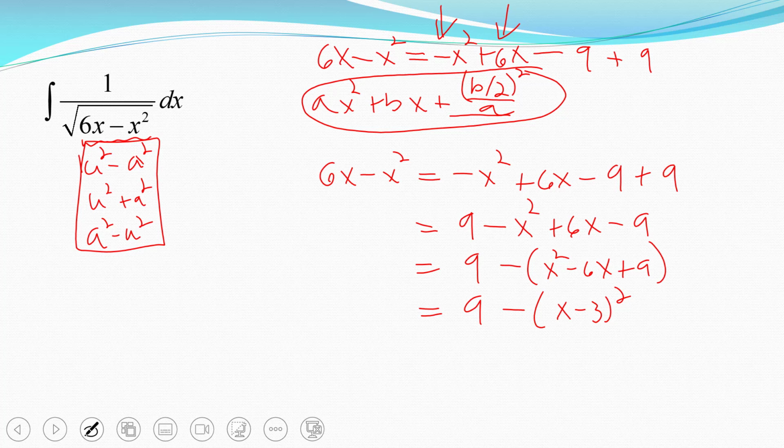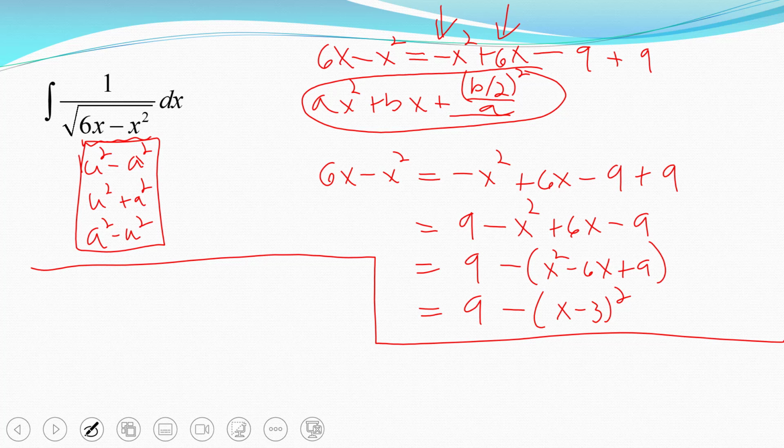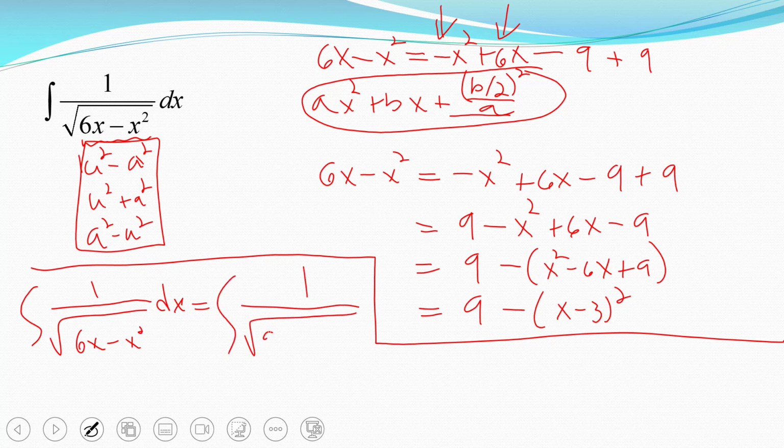That's completing the square. Now, are there other ways to do this? Yeah, of course there are. This is just one way to see the process. Good. Now that we have that, the answer is going to be easy. After looking at all this side work, the integration of 1 over the square root of 6x minus x squared dx is really the integration of 1 over the square root of 9 minus x minus 3, that quantity squared, dx.